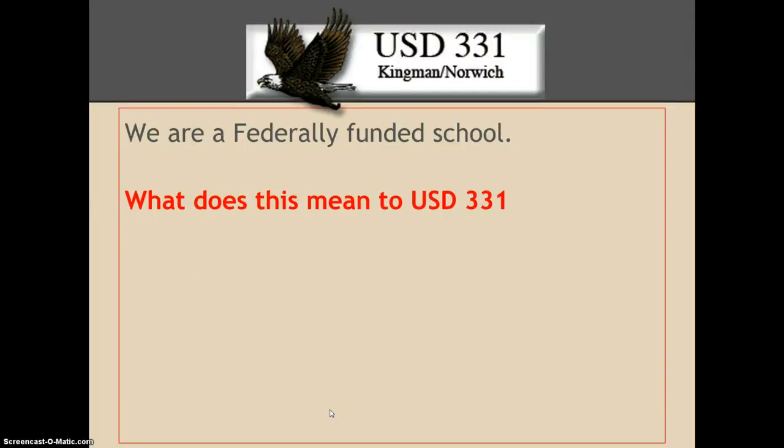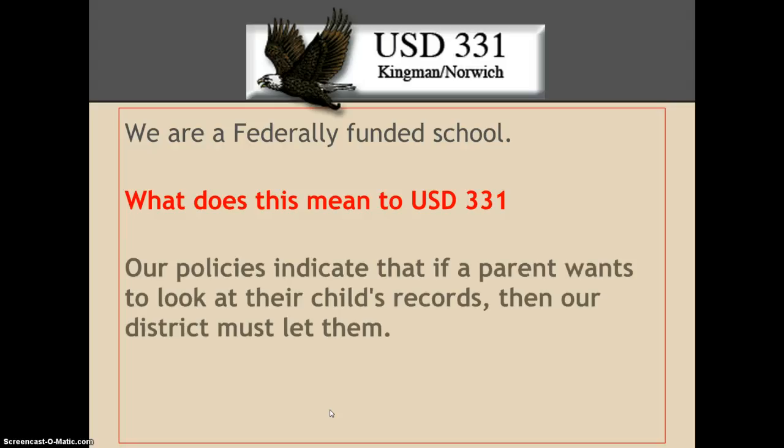USD 331 is a publicly funded school, which means that we must release our records to the parents of our students. Our policies indicate that if a parent wants to look at their child's records, then the district must let them. If a parent by chance thinks that information is incorrect, they can ask for the records to be amended. This would be if they feel that the records are misleading or in violation of their child's rights.